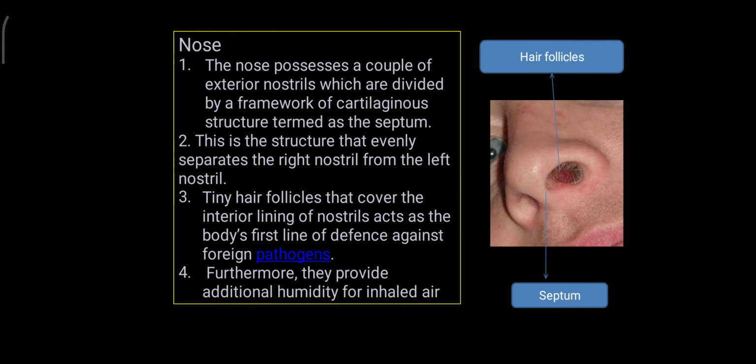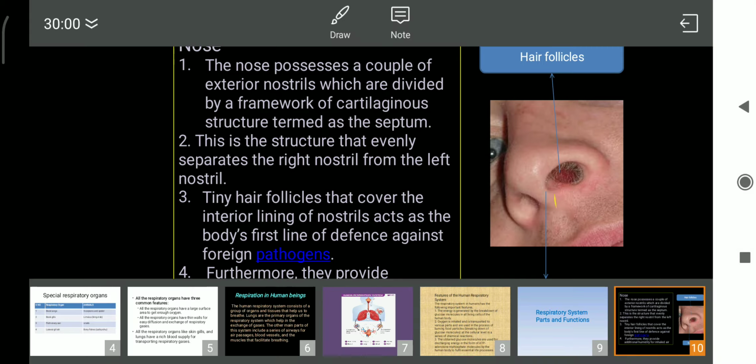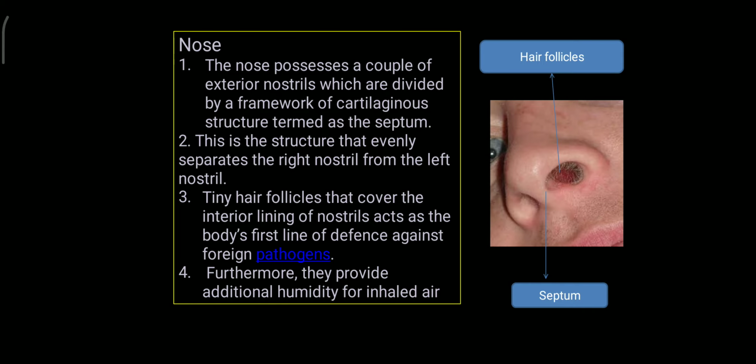Number 1 is the nose. Everyone knows that. If you speak about the nose, you should know that on the exterior we can find the nostrils, a couple of nostrils, which are divided with the help of a septum, so that we can find the left and the right nostril. Because of the septum, it divides the left and the right nostril. And inside the nostrils, you can find the hair follicles.